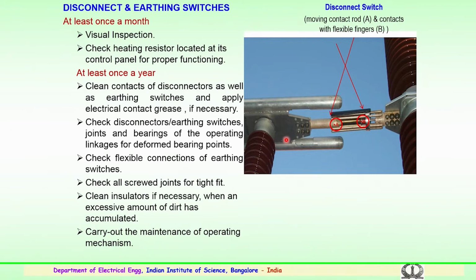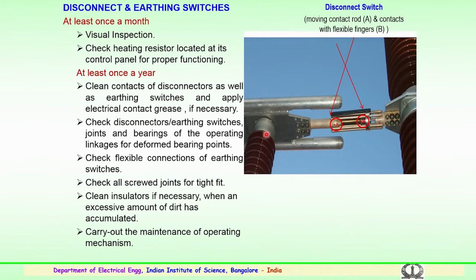Then the disconnector switches are to be checked, particularly near the joints where the bearings for the opening and closing of the unit are located. This will help to check the flexible connections of the earthing switches also. Then all the important joints, particularly the joints for the unit, have to be properly tightened.